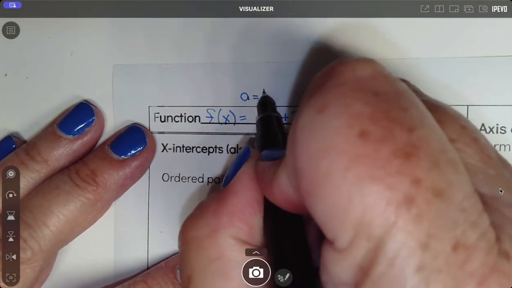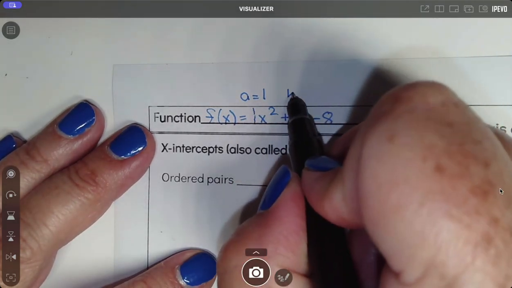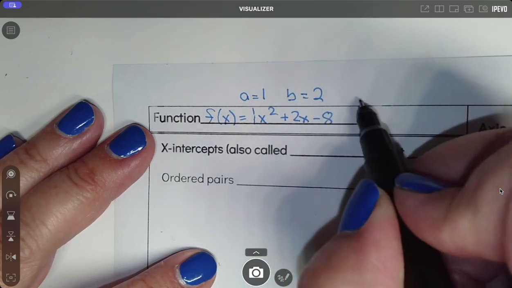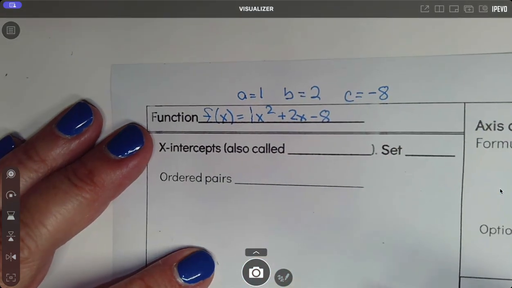So a is the coefficient of x squared, a equals 1, there's an invisible 1 here. B is the coefficient on the x term, so that equals 2. And c equals negative 8 in this problem.